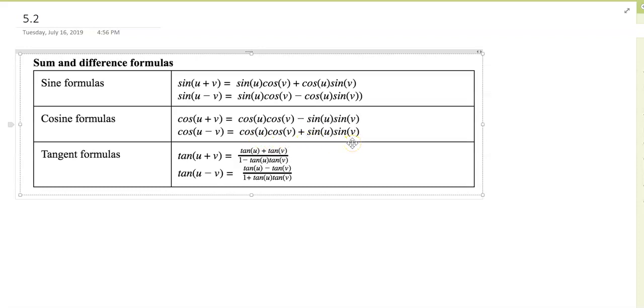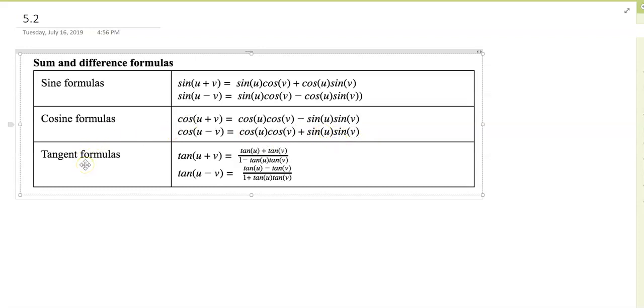Notice with the cosine formulas, if you have a plus on the left side, u plus v, then you will have a minus between the terms on the right side. And if you have a minus between the terms on the left side, u minus v, then you will have a plus sign on the right side between the terms.